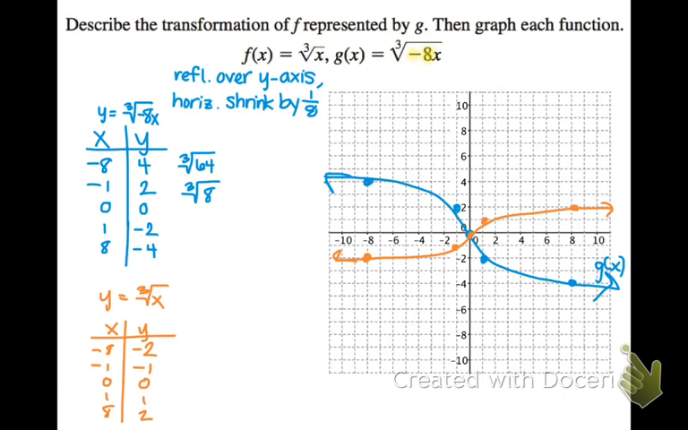So you can see how it got compressed towards the y-axis, that's a shrink, and it was a reflection as well. So you can compare the two graphs.